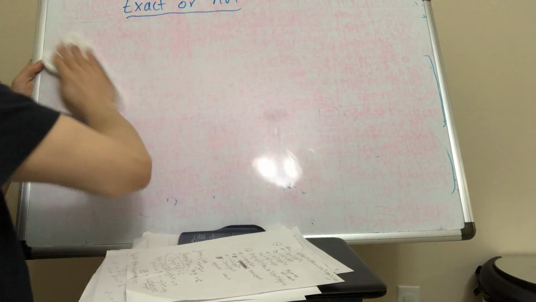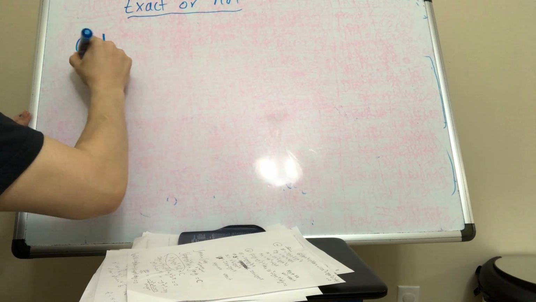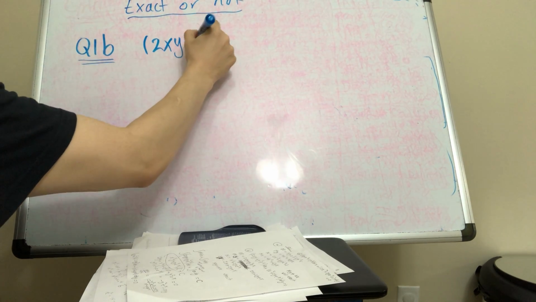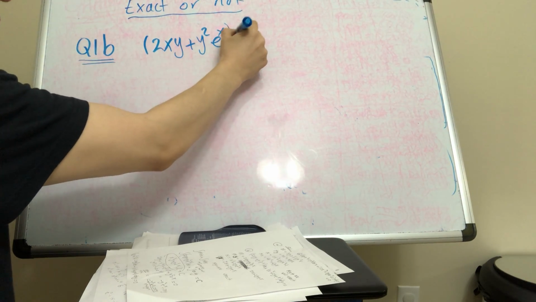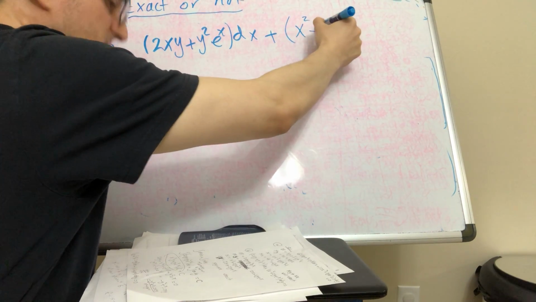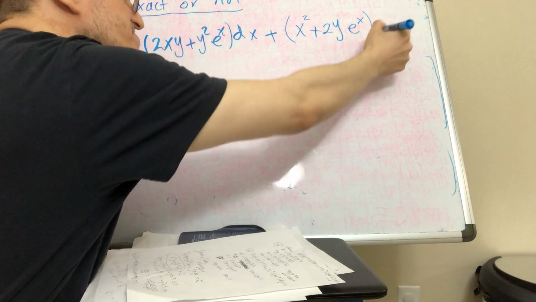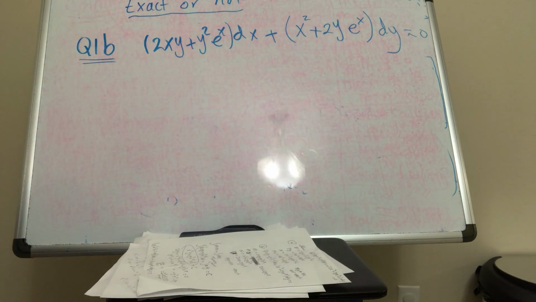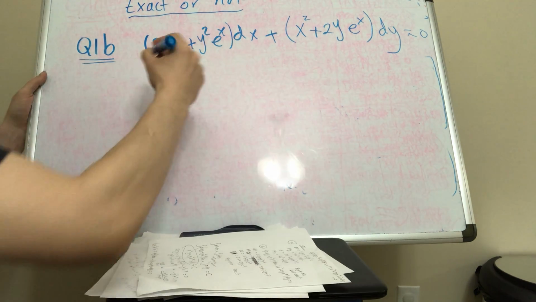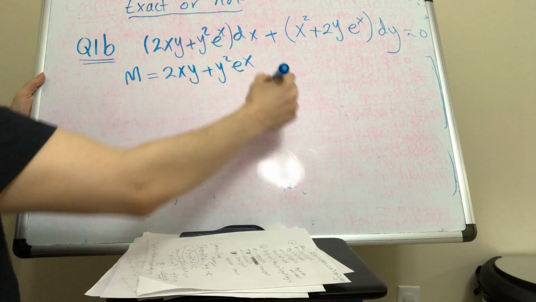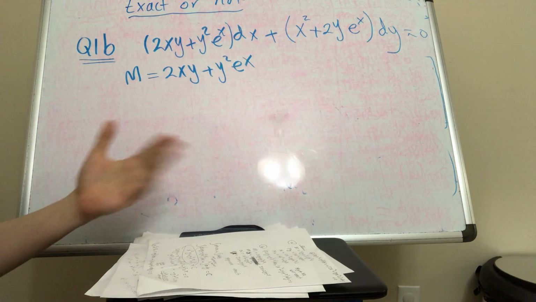We'll do question 1b. Question 1b, it was giving you (2xy + y² eˣ) dx and (x² + 2y eˣ) dy equals 0. Again, whatever is multiplied by dx, that's your M, and whatever is multiplied by dy, that's your N.